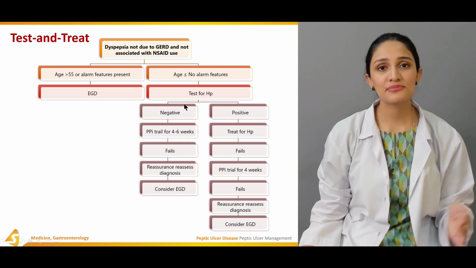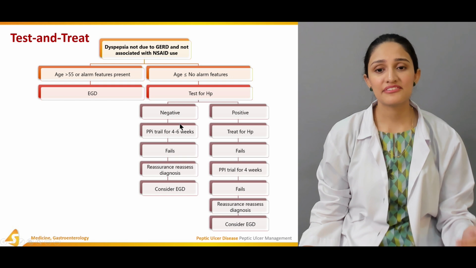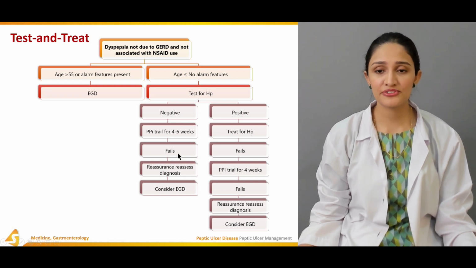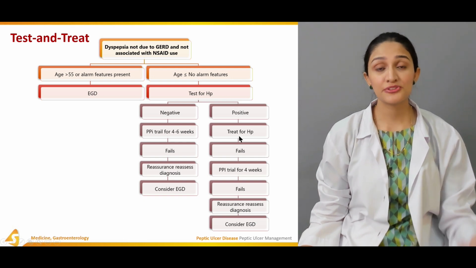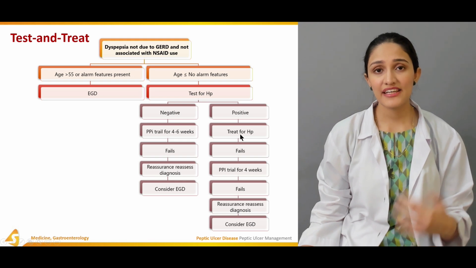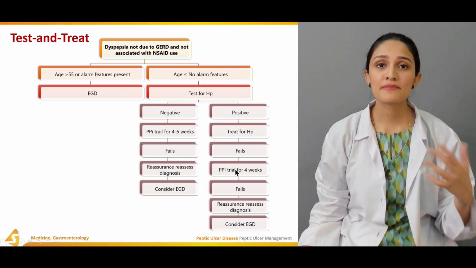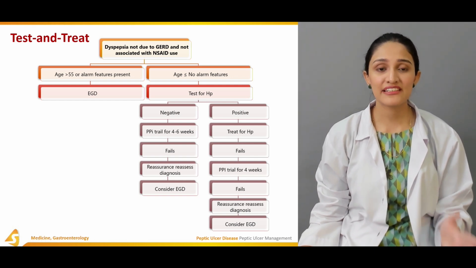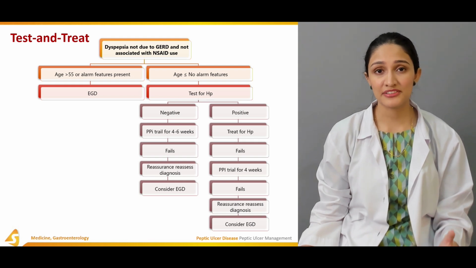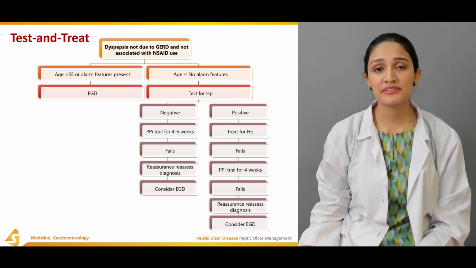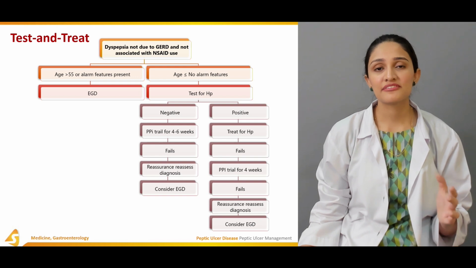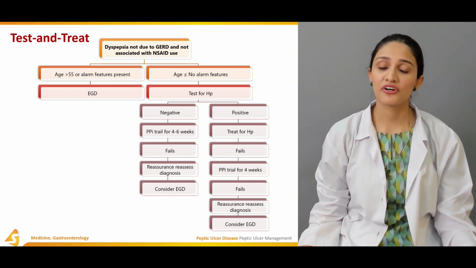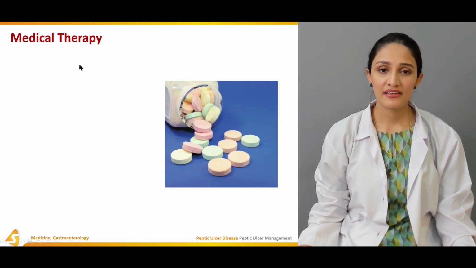If it's negative, we're going to give him proton pump inhibitors, and if that still fails, we're going to send him for endoscopy. And if the patient has a positive result for Helicobacter pylori infection, we'll treat that infection first, and then if the dyspepsia still persists, we will give him proton pump inhibitors for 4 weeks. And if even after the treatment of Helicobacter pylori infection and proton pump inhibitors the patient still has the symptoms of dyspepsia, we're ultimately going to send him for an endoscopy.